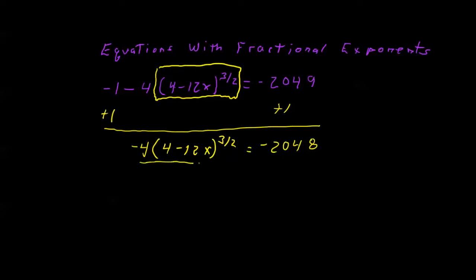Divide by -4, divide by -4, and we get 4 minus 12x raised to the 3/2 equals 512.